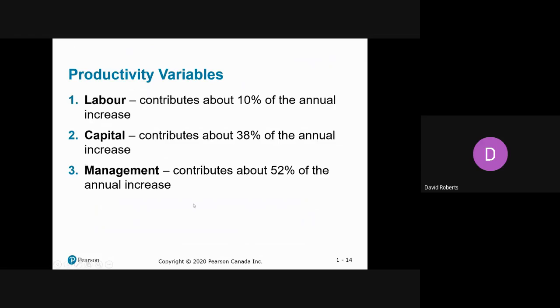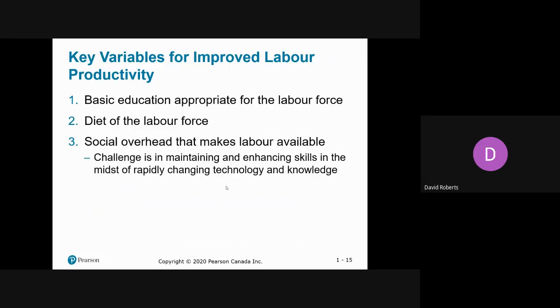Major input factors: labor tends to account for about 10% of the annual productivity increase. Capital is 38% and management is about half. And you people will become managers. So think about that. You have the largest effect on whether your productivity goes up or down by finding new ways to do things. And this is a constant challenge that you're going to have in your careers.